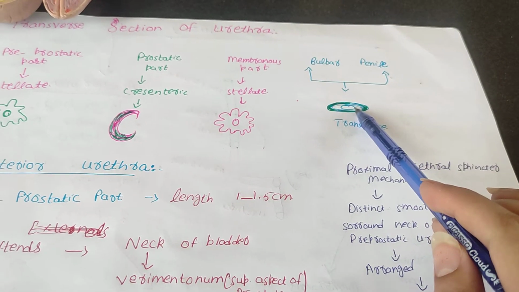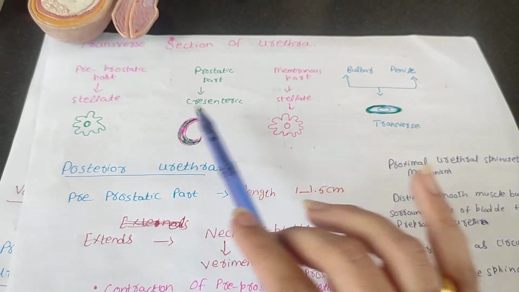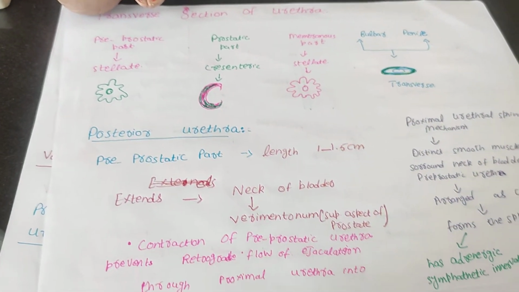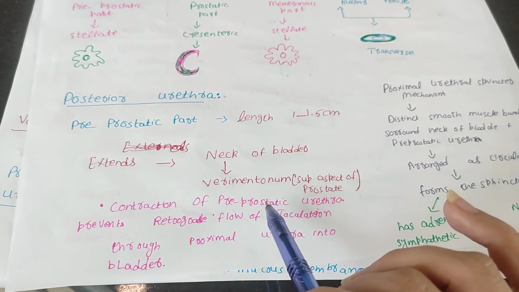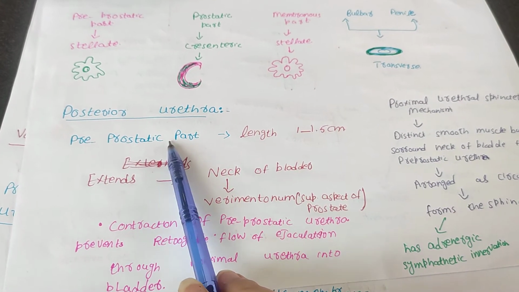Transverse shape is for the anterior urethra, and the pre-prostatic and membranous parts have stellate shape, while the prostatic part has the crescentic shape. Then comes the details of all the parts of the posterior urethra. First is the pre-prostatic part.